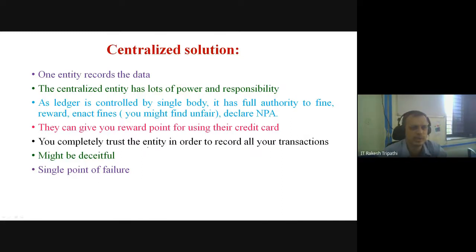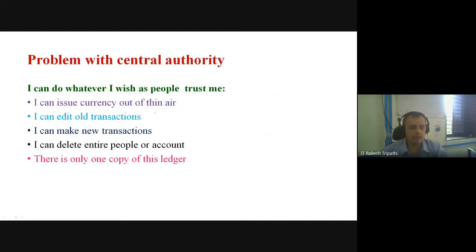It says, okay, you take my credit card, I will give you this much bonus. It decides to use your money to give loans to different organizations, and you get NPA. In 2007-08, that financial breakdown is the reason Bitcoin was brought in. So you have this problem: the centralized entity is taking your money, it could be deceitful, and there is a single point of failure. The problem with a central authority is that it can issue currency out of thin air, edit an old transaction, make a new transaction, and delete anybody's account. They are not doing it, but the chances are there.